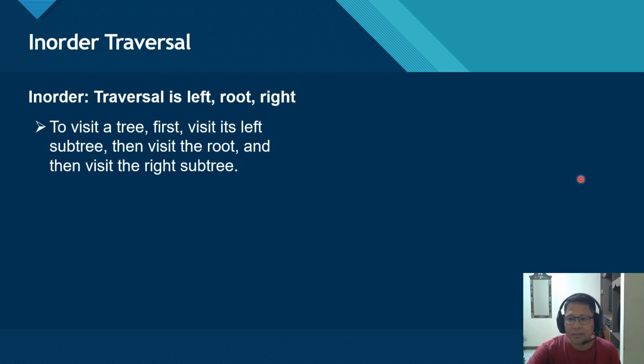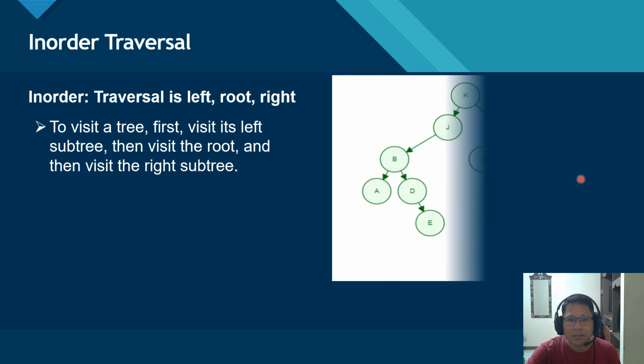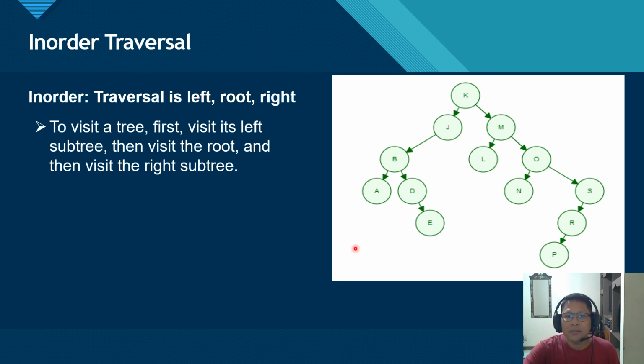Let's take a look at an example here. This is a binary tree, because the root has two children, which are the left child J and the right child M. Remember, the traversal is left, root, then right. So let's start.